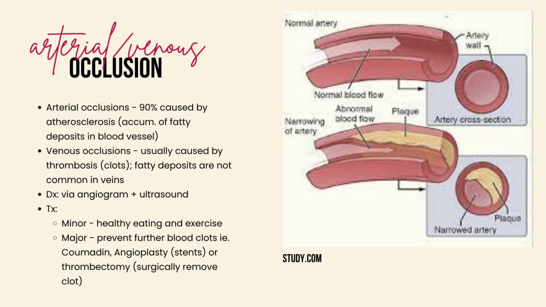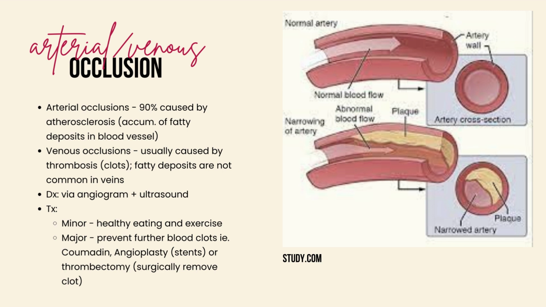So, arterial occlusions are mostly 90% caused by atherosclerosis. So, this is an accumulation of fatty deposits in your blood vessel. Venous occlusions are usually caused from just clots. So, not exactly fatty deposits, but actual clots forming. Fatty deposits are not common in veins, only in arteries.